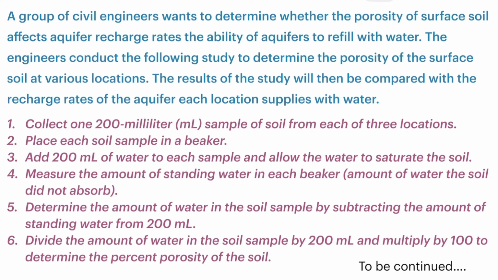6. Divide the amount of water in the soil sample by 200 milliliters and multiply by 100 to determine the percent porosity of the soil.